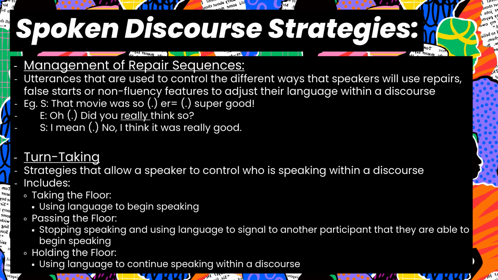So there are three things that we can do with the floor. We can take the floor and use language to begin speaking. We can pass the floor. This is where we stop speaking and we use our language to signal to another participant in the discourse that they are able to begin speaking. Or we can use language to continue speaking within a discourse, and this is called holding the floor.